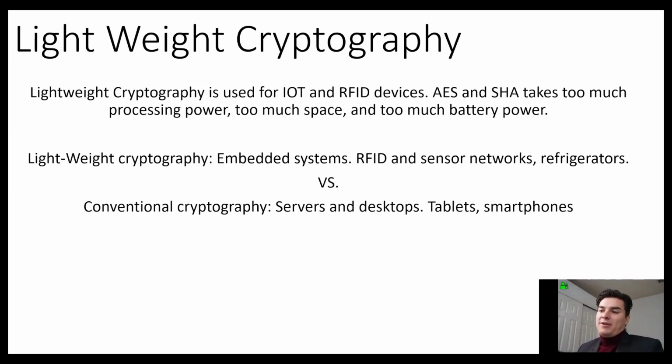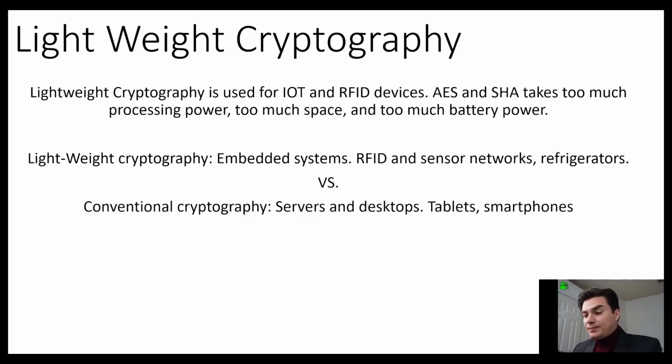So lightweight cryptography, that's used for things with Internet of Things, RFID devices. Conventional cryptography like AES or SHA takes up a lot of processing power and too much space and a lot of battery power. So devices like refrigerators or sensors underneath the ground or embedded systems need to use lightweight cryptography, which is why the encryption is faster. It doesn't take a lot of processing power, but it's not as secure versus the conventional cryptography methods on servers and desktops.